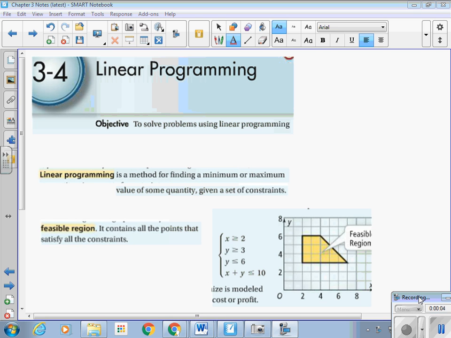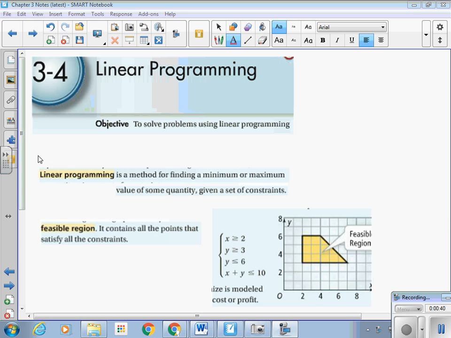So today we are doing section 3-4. It's linear programming, and our learning objective is to solve problems using linear programming. Essentially what we're going to do is graph a set of inequalities and find where all their regions cross and get a region that is a total solution. So not just having two inequalities cross, we're going to have a bunch of inequalities cross.